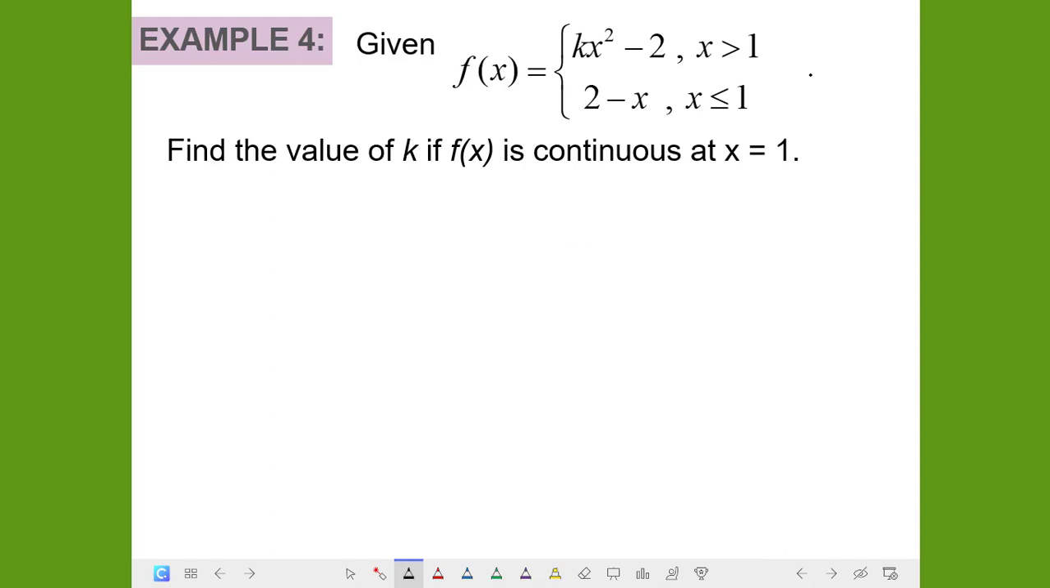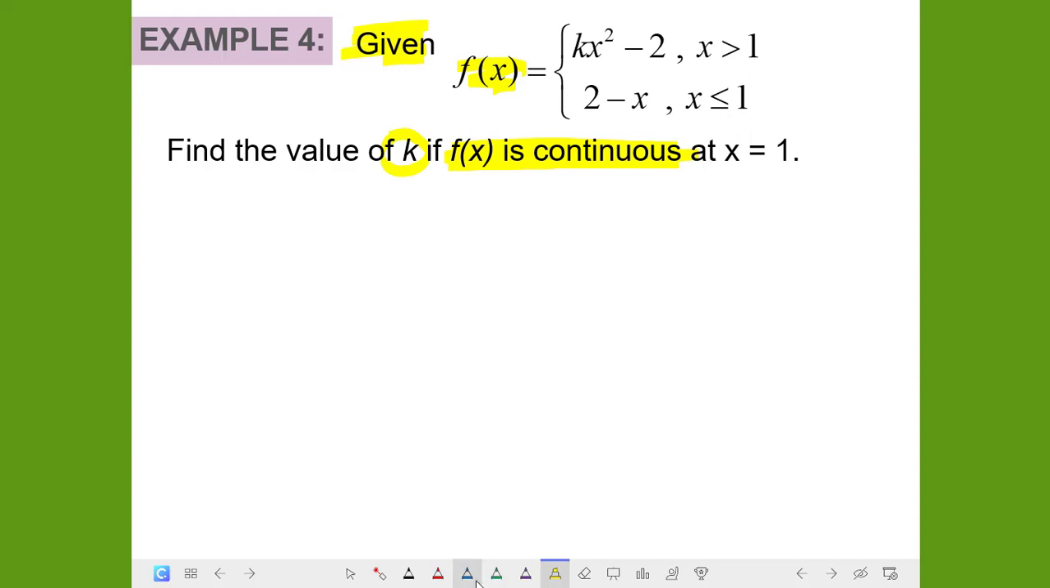Example 4. Given f is continuous, which means f satisfies the three conditions: first, second, and third. Now we're going to find the constant k, at x is equal to 1.